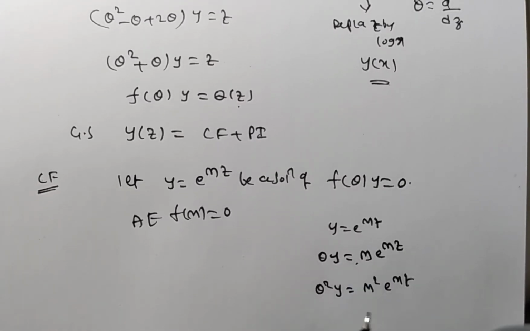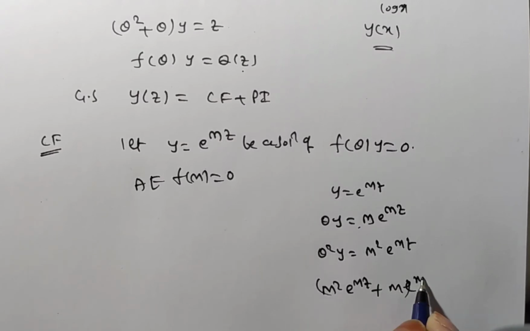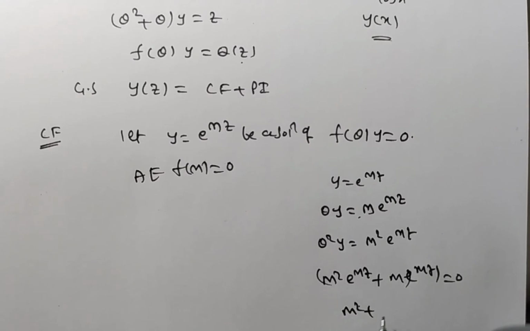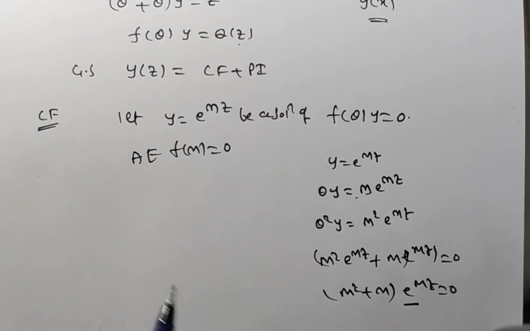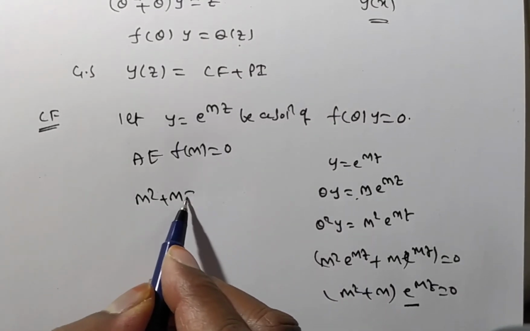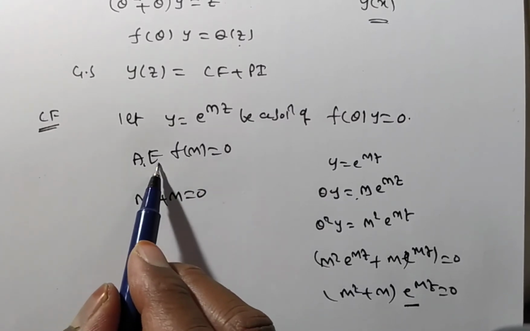Now you substitute all these values in this equation. Then you will have m square into e to the power of mz plus m into e to the power of mz is equal to 0. So e to the power of mz is common. Then you will have m square plus m into e to the power of mz is equal to 0. Is e to the power of mz ever 0? Nowhere it is 0. So what you can say? You will have m square plus m is equal to 0. This is in the form of f of m is equal to 0, so this is called the auxiliary equation.